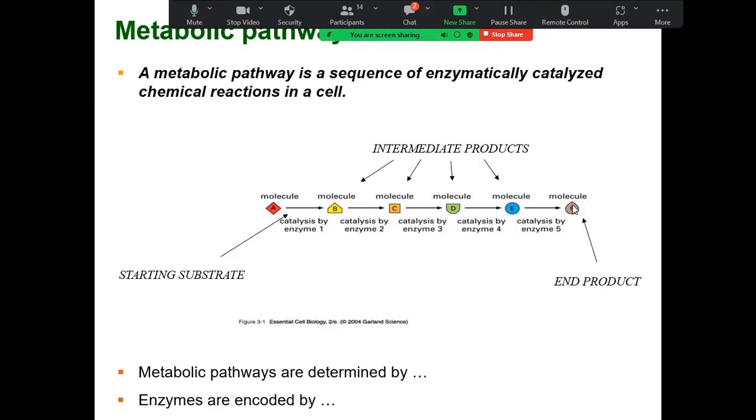Molecule F is the last molecule made, so we call it the end product. Molecule A is the starting substrate, which is also called the reactant, the first molecule you work with. All of the other molecules are intermediates, and you can call them intermediate products because molecule B is the product of the first reaction, but then molecule B is the starting substrate of the second reaction.